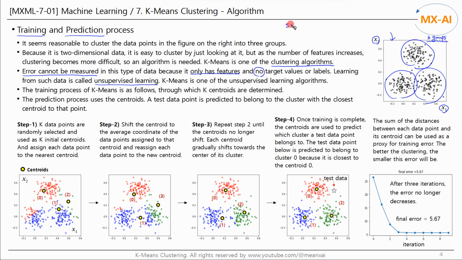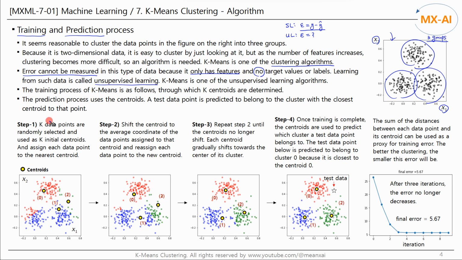In supervised learning, the data has target labels or values, y, so the error can be measured as the actual y minus the predicted y hat. We can train a model by minimizing this error. However, in unsupervised learning, the data has no target values, y, so the error cannot be measured directly. We need to measure the error some other way. Now let's look at the training process.